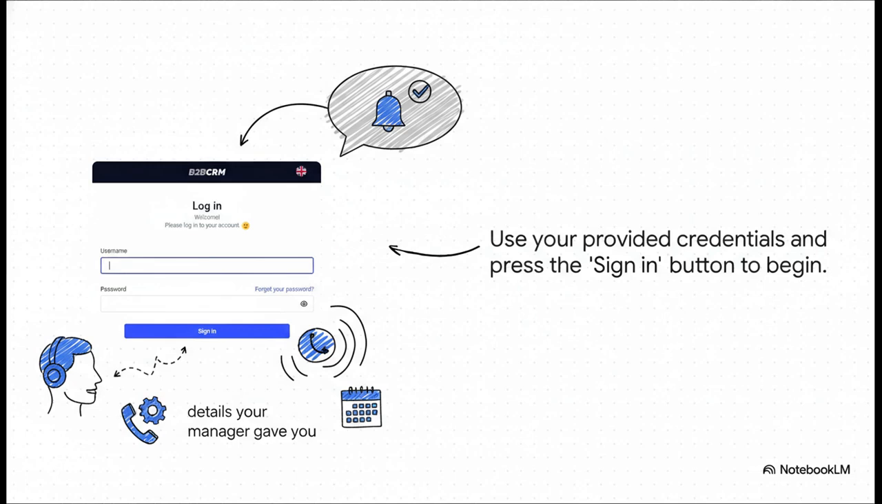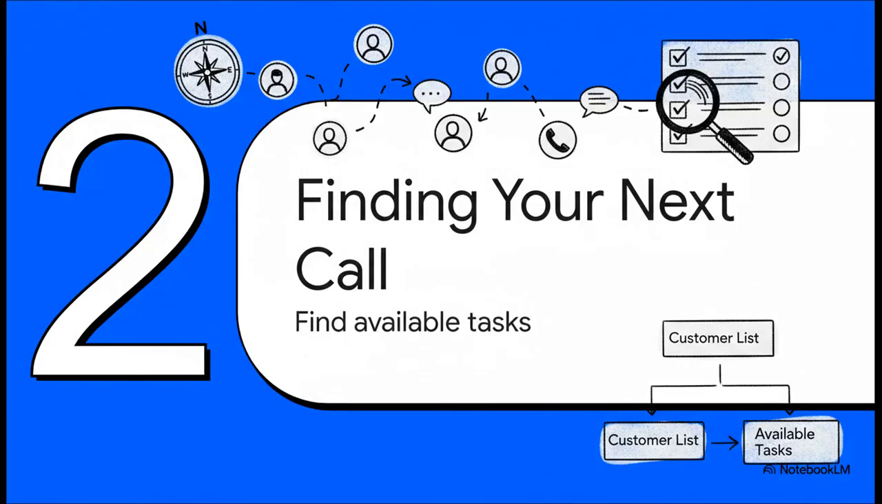Okay, so once you have your login info, you'll see this screen. It's super simple. Just pop that username and password your manager gave you into the fields, and then go ahead and click that blue Sign In button. That's your ticket into the workspace. You're in! Awesome!